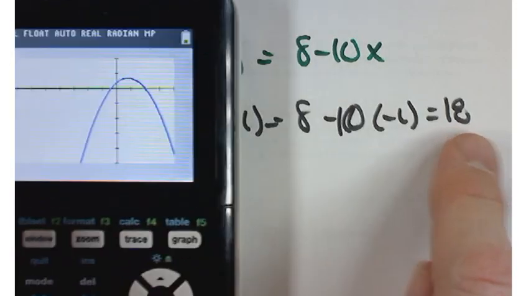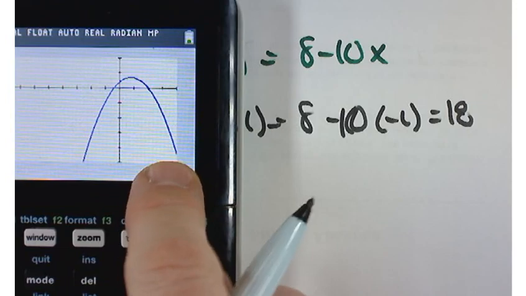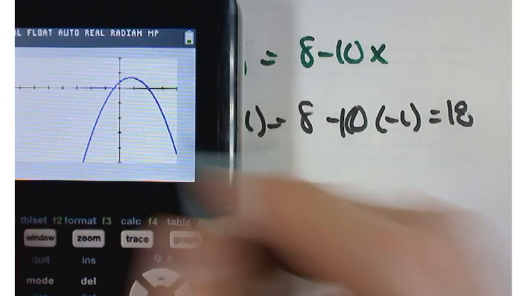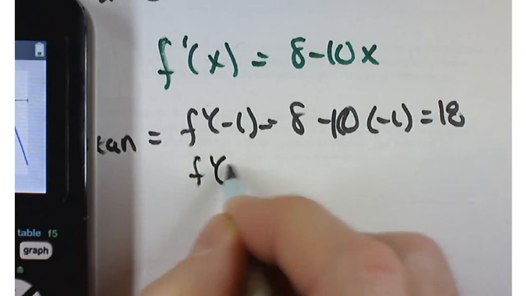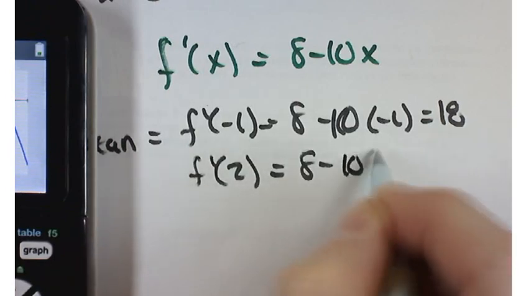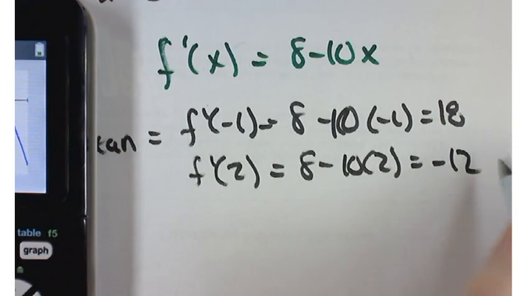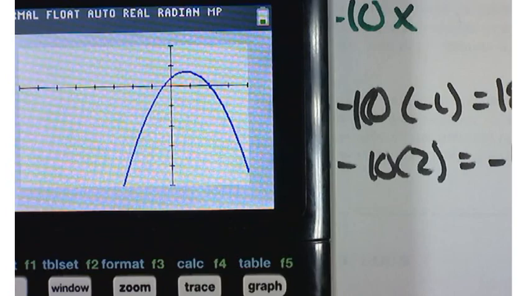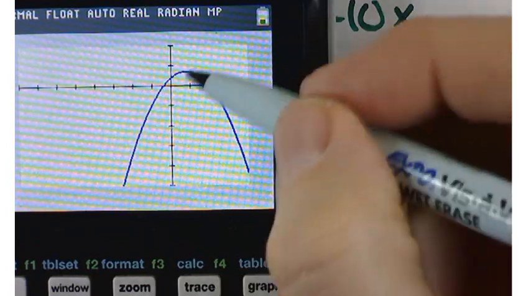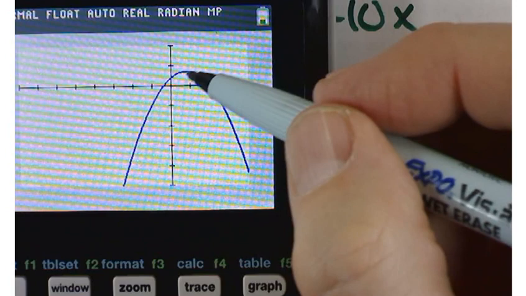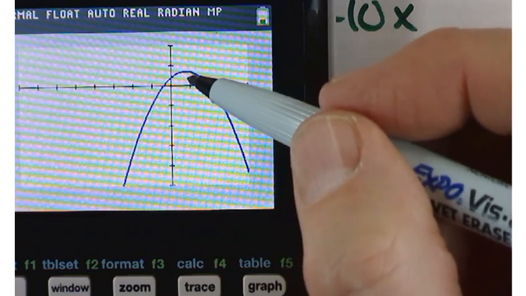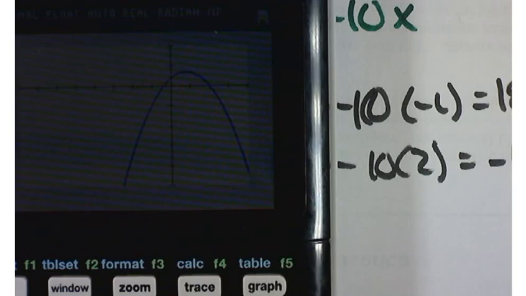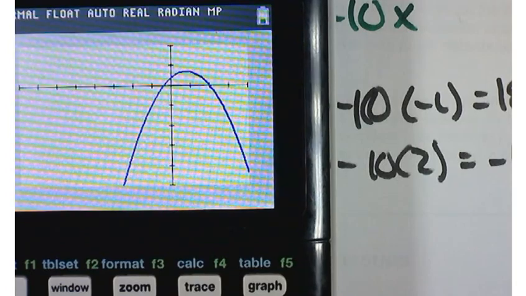How about if we move farther to the right? Yeah, it should go negative, right? So if we pick, for instance, f prime of 2, 8 minus 10 times 2 gives me -12 for the slope. And there's an interesting point in between here. There's an interesting point between where it's positive and negative. Can you see where that's at? Somewhere right around here. What happens to the slope of the tangent line at that point? Should be 0, right?